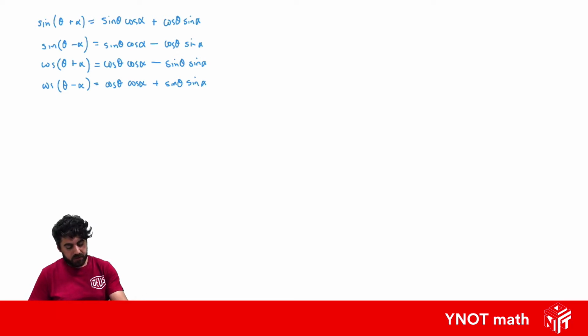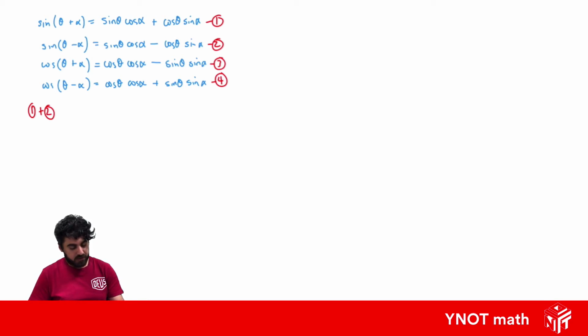Now, we're going to call these equation 1, equation 2, equation 3, and equation 4. And all we're going to do is get some more expressions by either adding or subtracting some of these equations together. So the first one we're going to look at is if we take equation 1 and add it with equation 2. So let's do the right-hand side first. You'll see that these last two terms will cancel out, cos theta sine alpha and cos theta sine alpha, because they're opposite signs when we add them together.